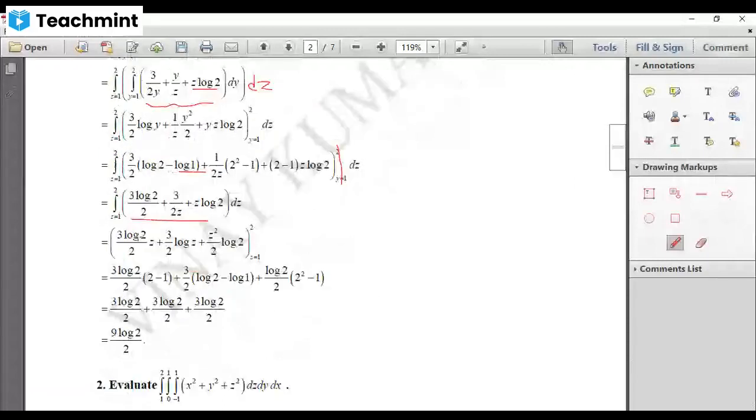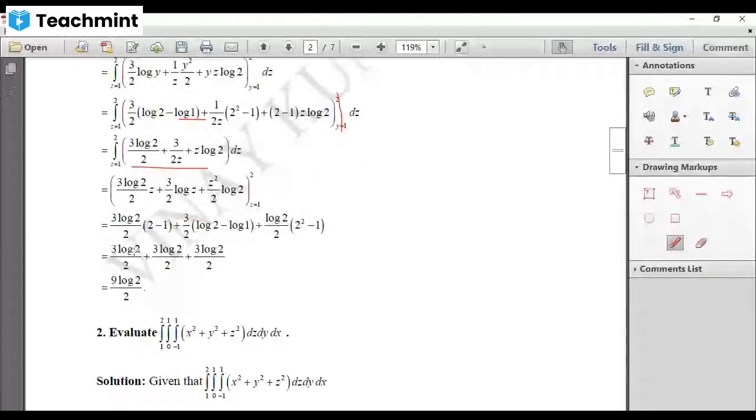3 log 2 by 2 is constant. Now 2 minus 1, plus 3 by 2 into log 2 minus log 1, plus log 2 by 2 into 2 square minus 1 square. Simplify, you'll get 3 log 2 by 2 plus 3 log 2 by 2 plus 3 log 2 by 2, which is 3 times, therefore 9 log 2 by 2. That will be your answer.